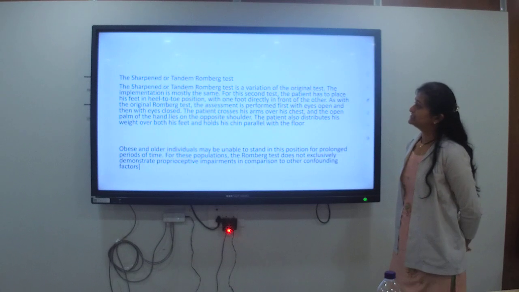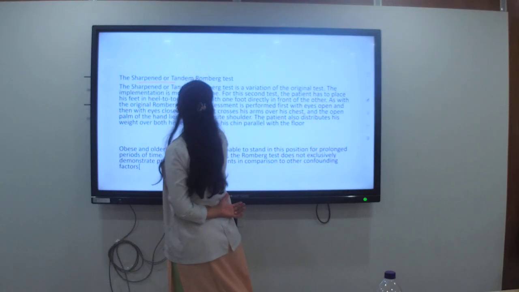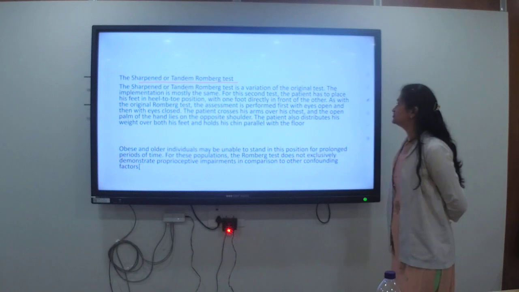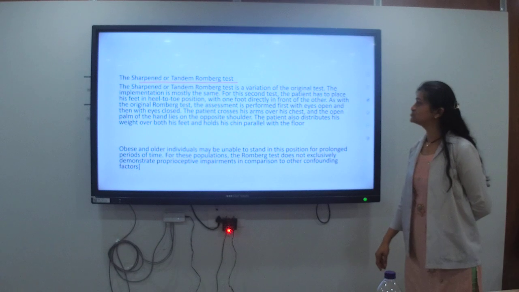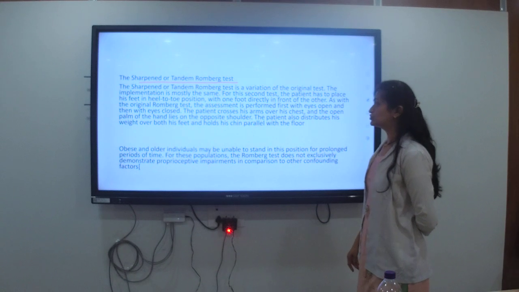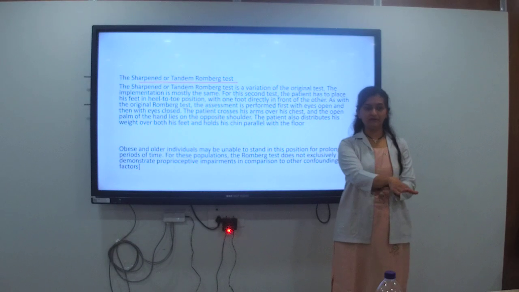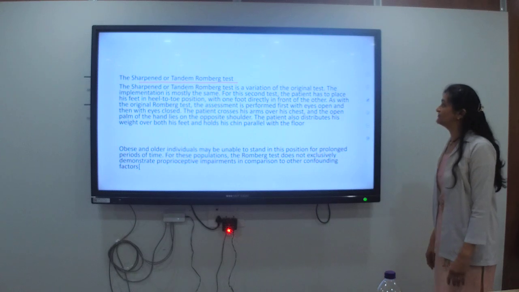Now the next is your sharpened or tandem Romberg test. This is the progression of the initial Romberg test that we studied. So here it is a variation of the original test. The implementation is mostly the same. For this second test, the patient has to place his feet in heel to toe position. So what you will do is, your heel and toe should be placed like this. Okay, like this. And then you have to look at the balance of the patient.